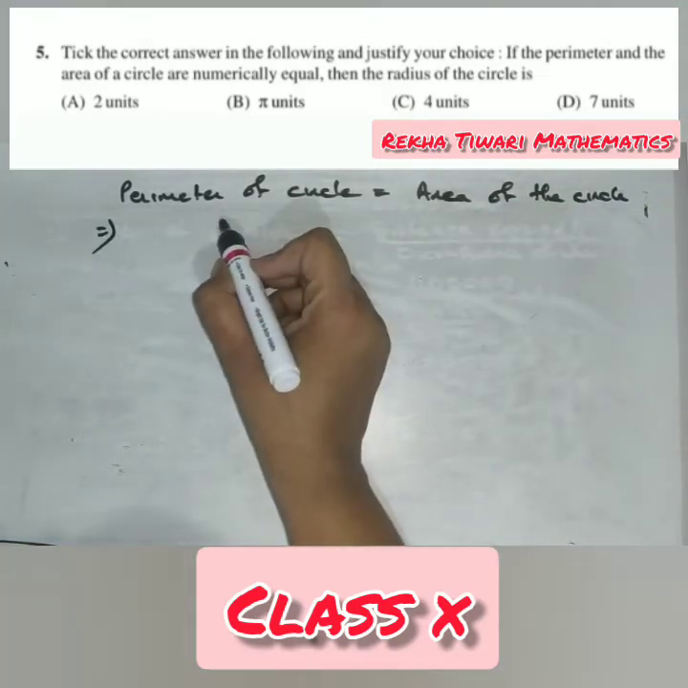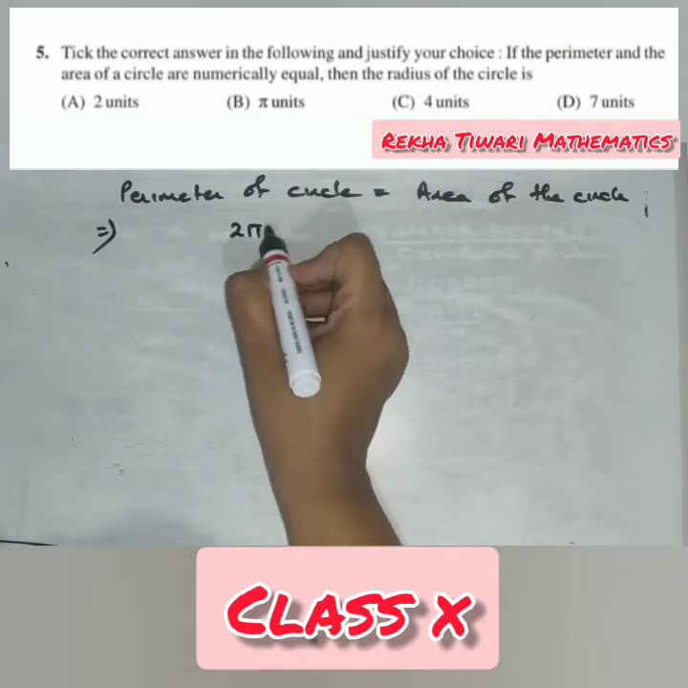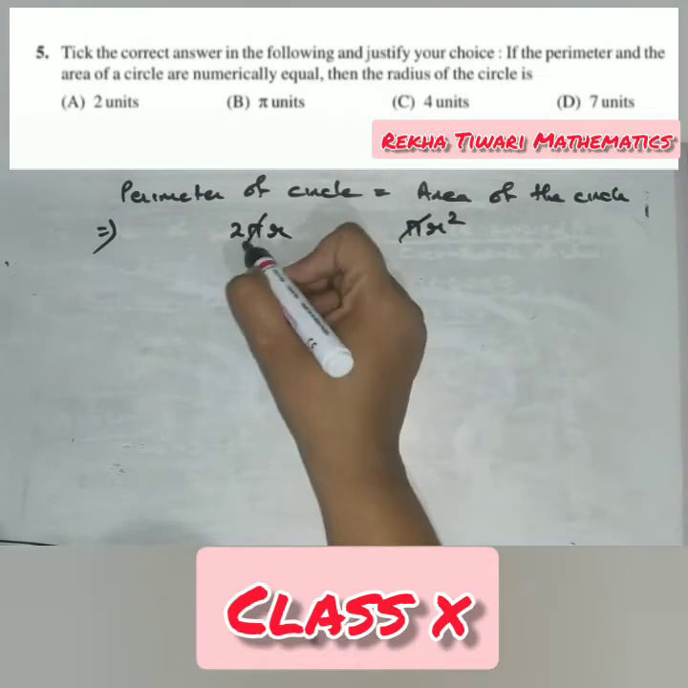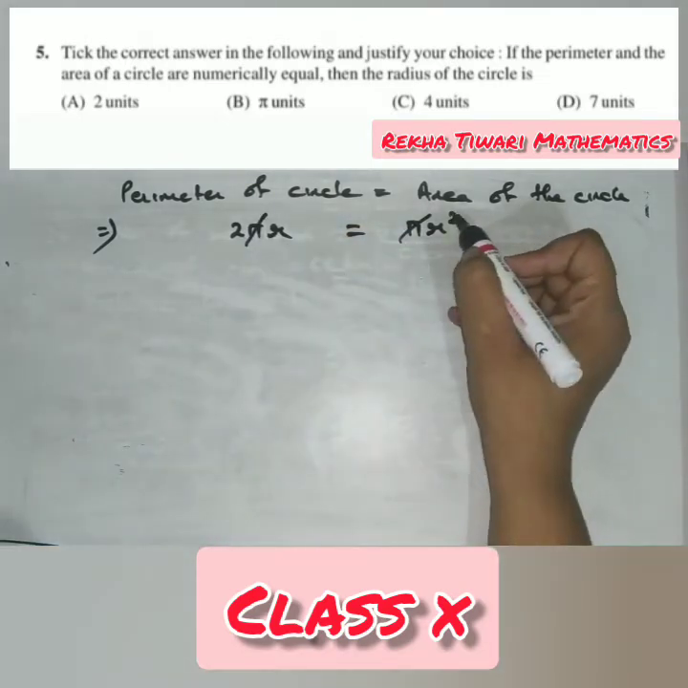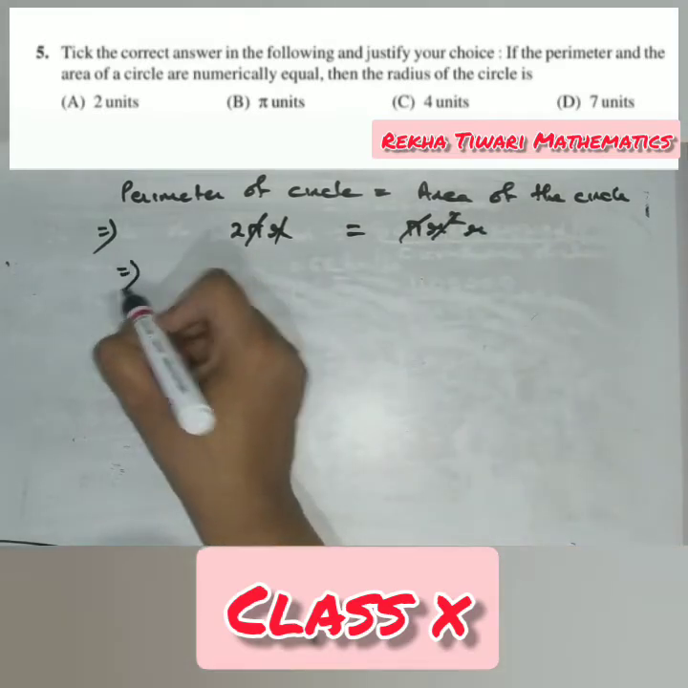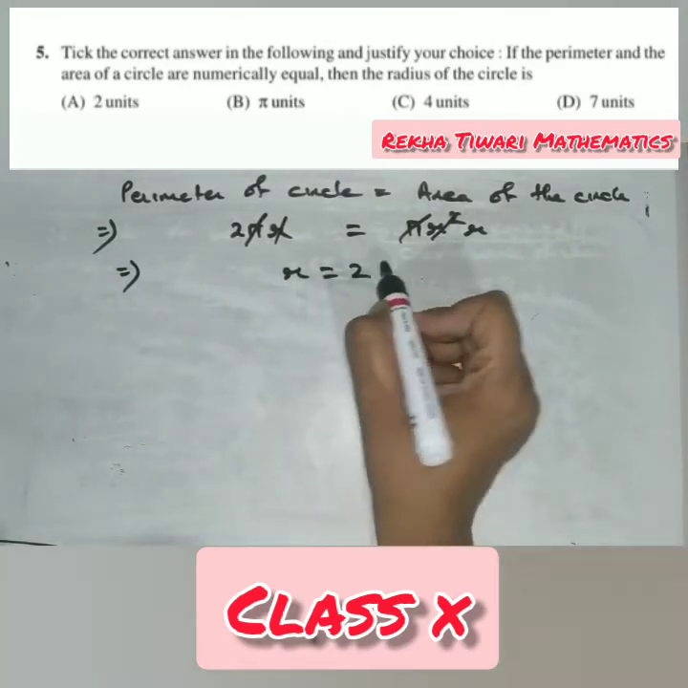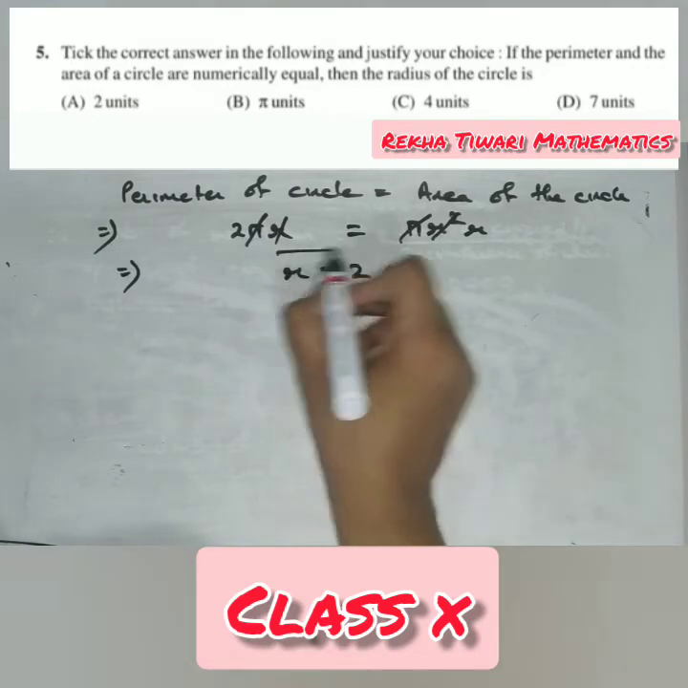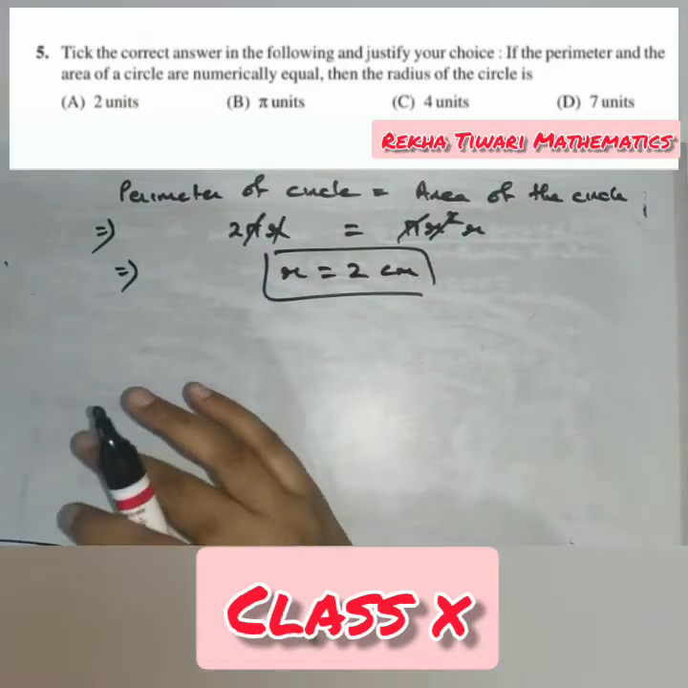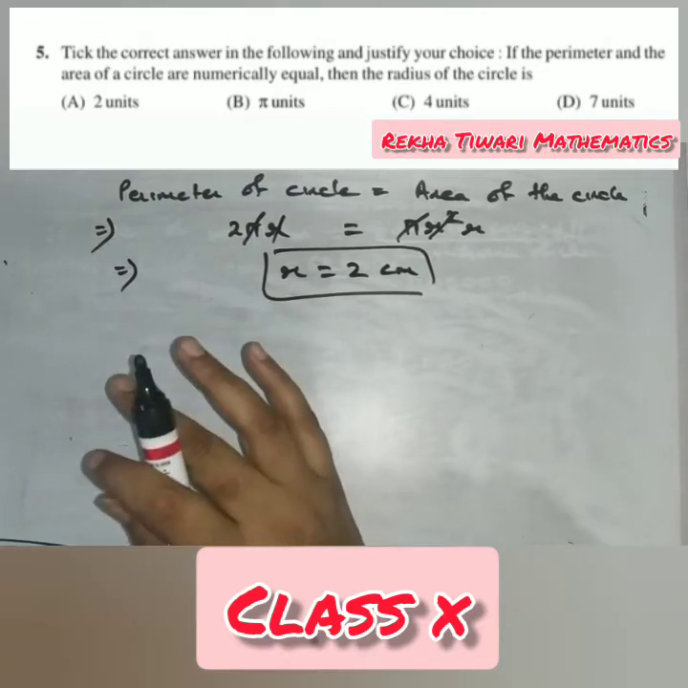Put down the formula. Perimeter means circumference. What is the formula? 2 pi r. Area is pi r square. You can cancel pi from both the side. You can cancel r also, but 1 r will be left here. So directly you will get r equal to 2 centimeter. The easiest question of the exercise. Hope the exercise is clear.